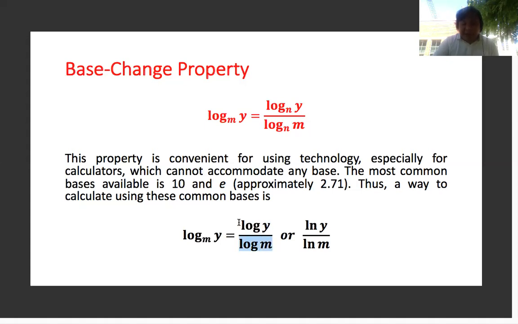Now take note, in this notation, logarithm y over logarithm m, the base is understood to be 10. Or if you prefer to use e, Euler's number, you can of course convert logarithm y to the base m to the form natural logarithm of y, ln of y, divided by ln of m. So any of these two notations should allow you to compute it effectively.